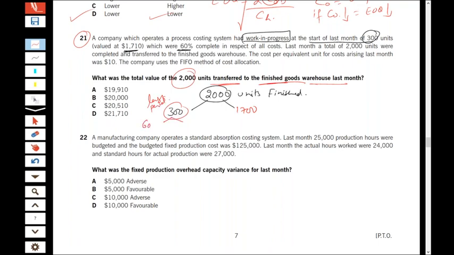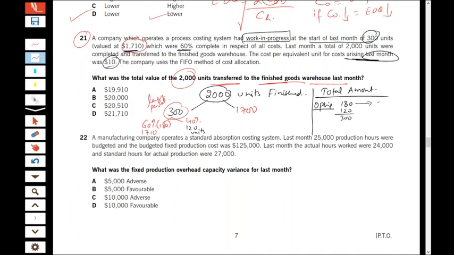It was 60% complete at 1710. 60% of 300 becomes 180 units. And 40%, 300 multiplied by 40%, that becomes 120 units. And it will be valued at $10, which is the cost arising of the last one. So what will be the total amount? Total amount would be that from opening stock, there is 180 units and 120 equals 300. 180 is valued at $1710 and 120 will be completed in this period at $10. So it would be 1200.